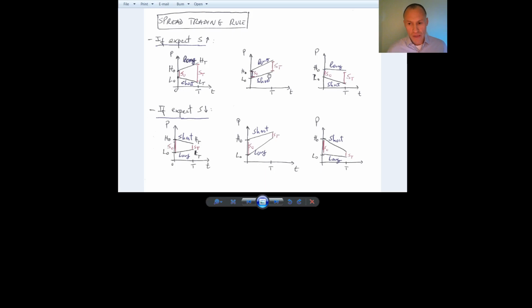When you add up the two legs, you still make money, and the amount of money you make is exactly the difference between the spread at the end and the spread in the beginning. Okay, so again, you just need to guess what is going to be the evolution of the spread.